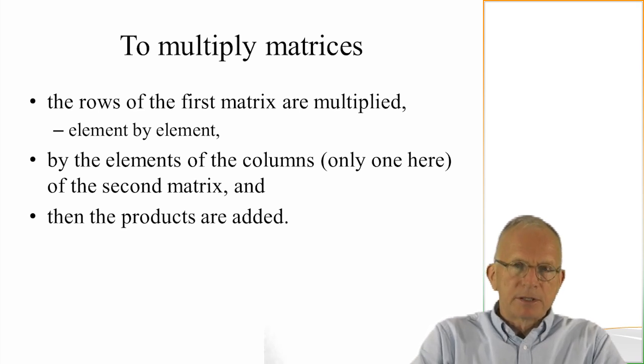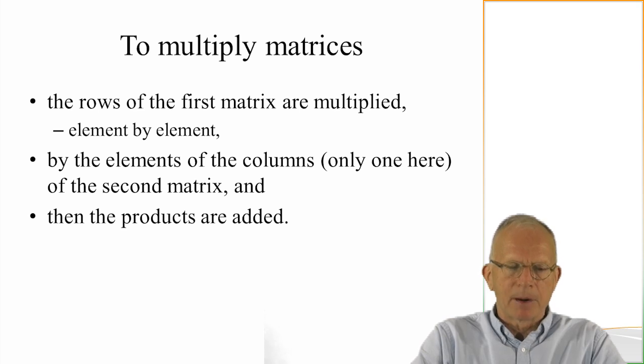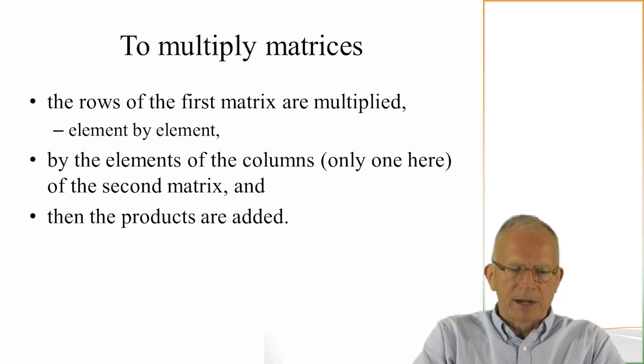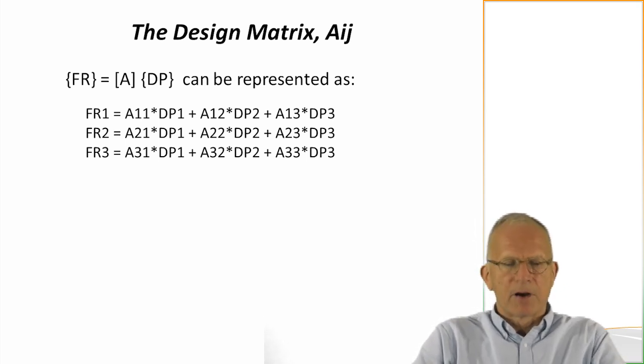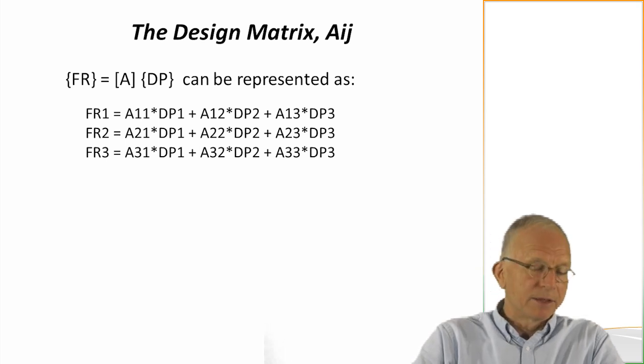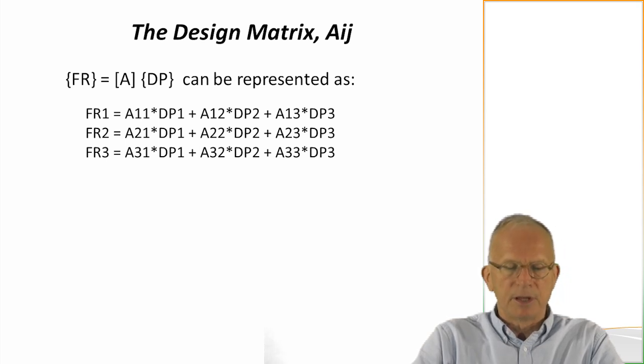So to multiply matrices, the rows of the first matrix are multiplied element by element by the columns of the second matrix, and then the products are added. And so this is what it looks like. If we take this for the 3 FR, 3 DP case, here we can see the different elements of the design matrix, A11, A12, A13, and so forth, and how they are modifying the DPs in order to achieve the FRs.